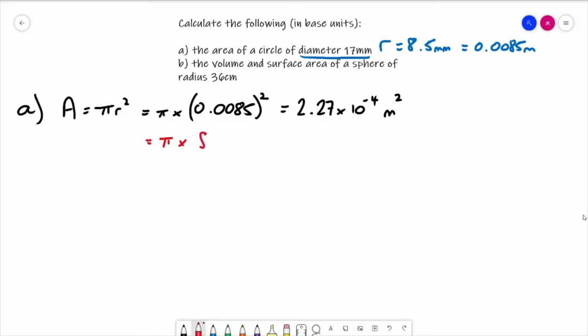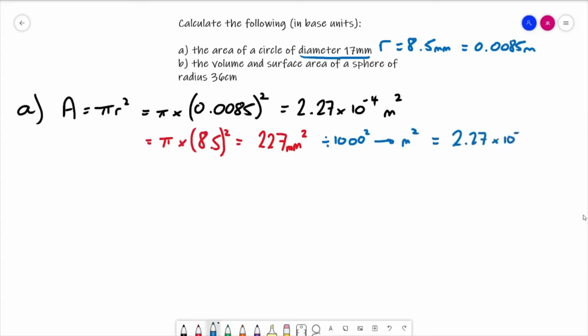Now of course if you didn't do the conversion into metres first, then your calculation becomes pi times 8.5 squared, and that gives you an answer of 227 millimetres squared. But then of course you would need to divide by 1,000 squared in order to convert to metres squared, and you end up with exactly the same answer, 2.27 times 10 to the minus 4 metres squared.